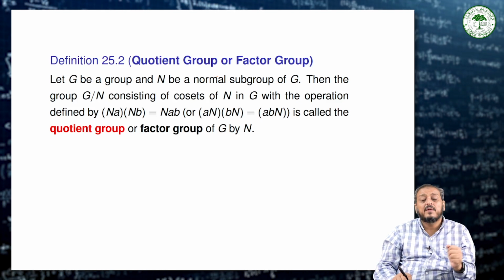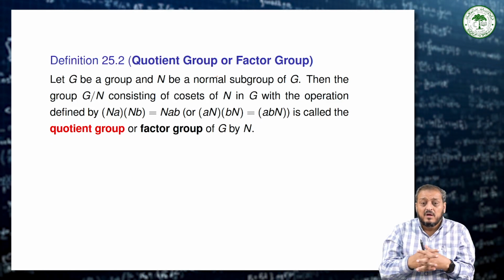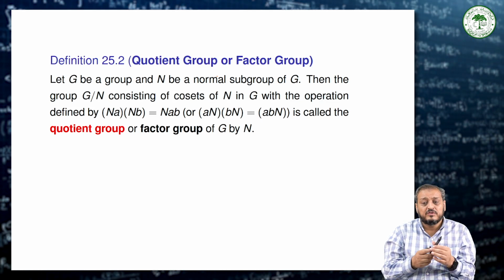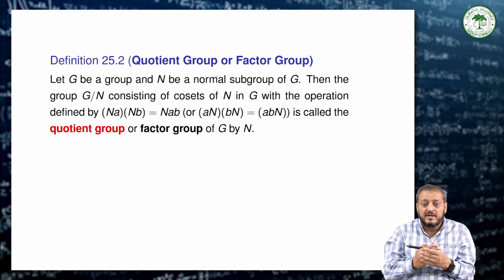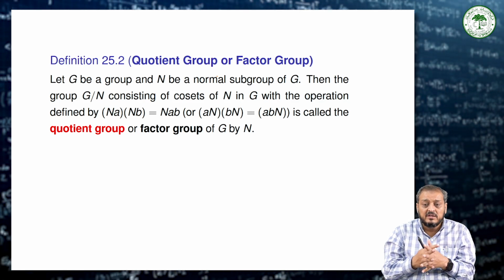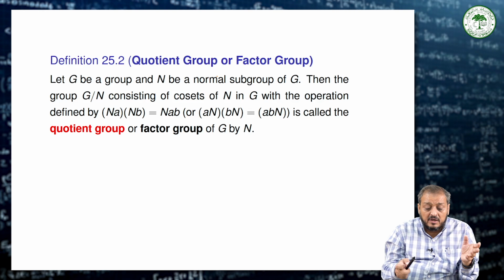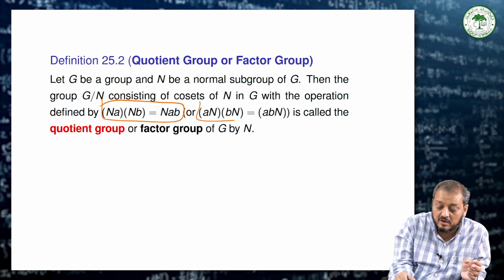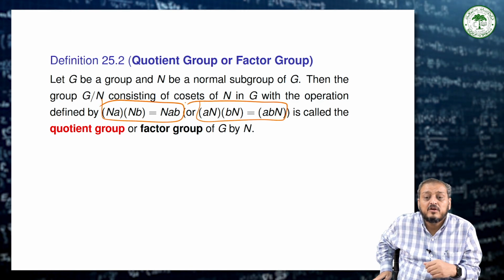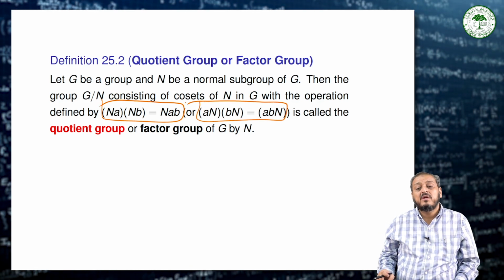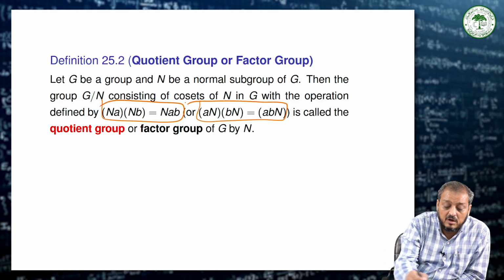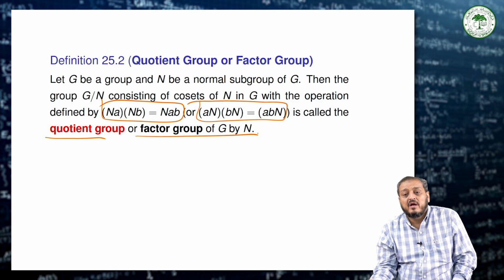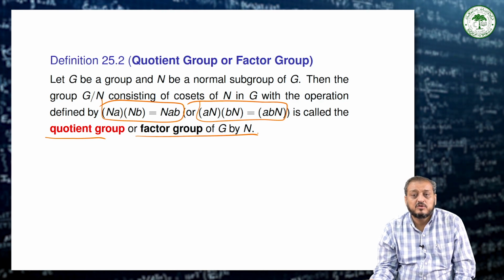Now we can define the quotient group. Let G be a group and N be a normal subgroup of G. Then the group G by N consists of the cosets of N in G with the operation defined by this, or if we take the collection of left cosets, AN BN is equal to ABN, and it is called the quotient group, or we can also call it a factor group of G by the normal subgroup N.